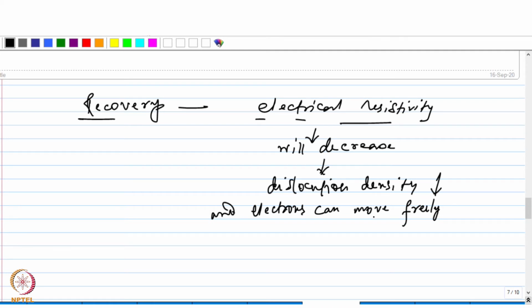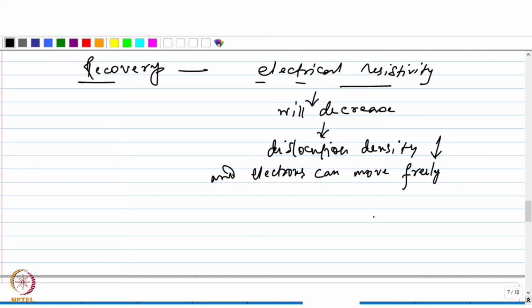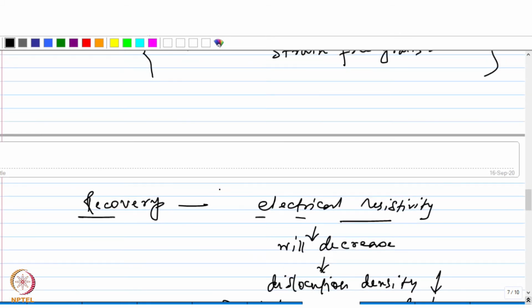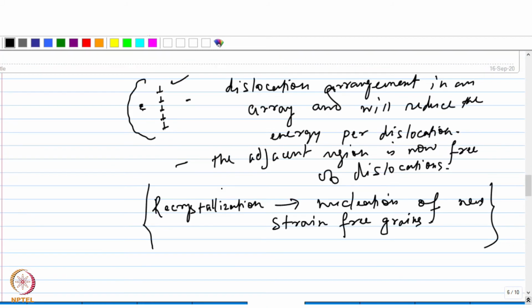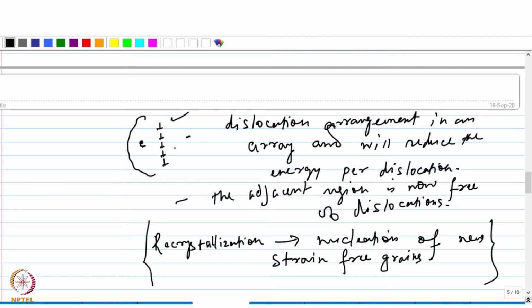And one more factor or parameter that you need to keep in mind while talking about recovery is the stacking fault energy. This has a huge bearing on the recovery process, because recovery is all about arrangement of dislocations into a low energy configuration, as we talked about. So for this to occur, the dislocations have to move and join this kind of arrays for them to be annihilated, right?